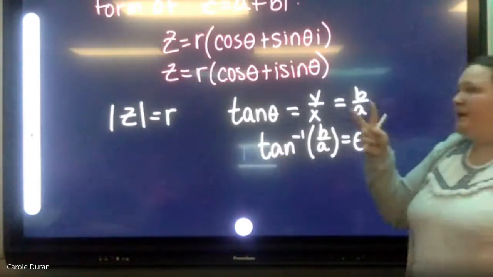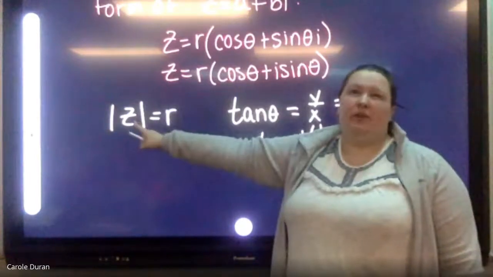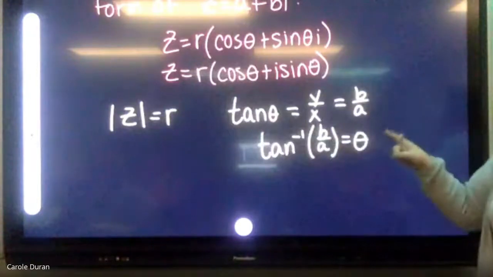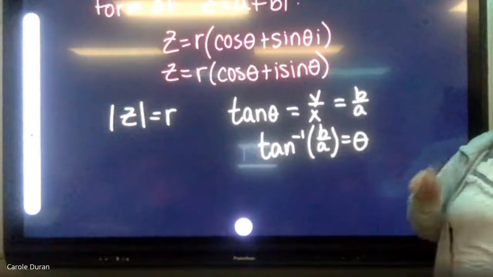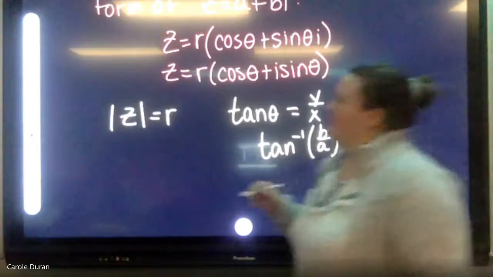So again, the 2 pieces of information we need are R, and R is just the absolute value of my complex number, which is what we were just doing above. And then to find theta, I do tangent inverse of b over a. And then I find the angle that matches the quadrant I need it to be in. So let's do an example.